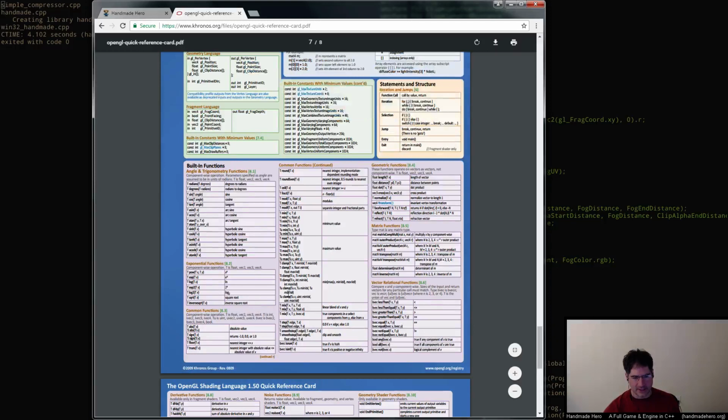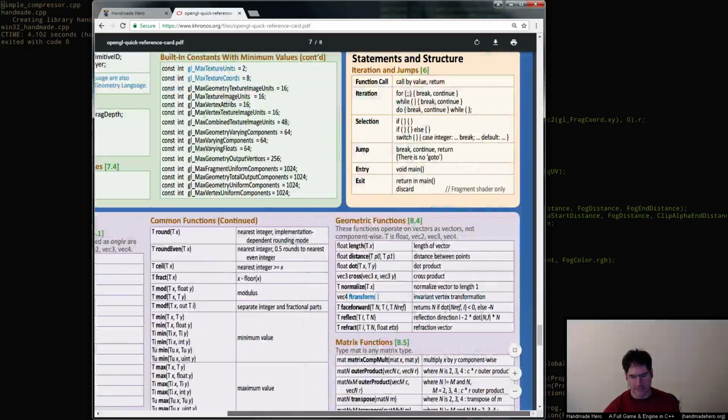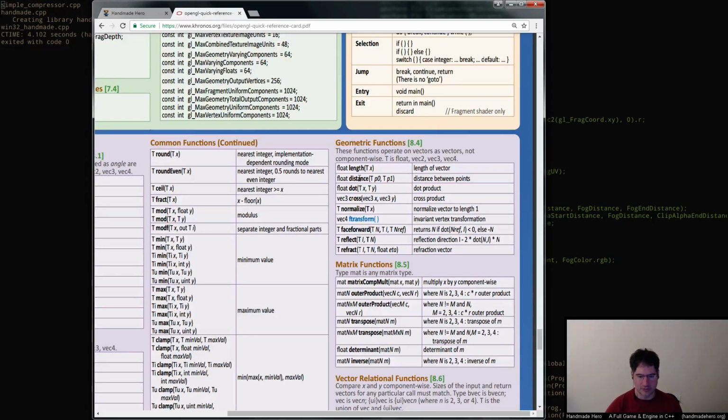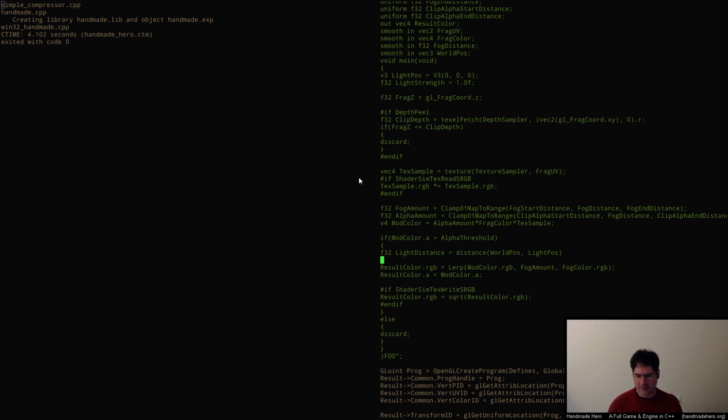So here's all the geometric functions we have. And like I was saying, I believe this is something I can just ask for directly, and I can't. We could just write it ourselves, but we want to use these built-ins when we can, usually because the graphics card is presumably going to insert the code that's most optimal for it. So there's distance right there. So I can just do the light distance is just distance of the world pose and the light pose, and that's it, right?